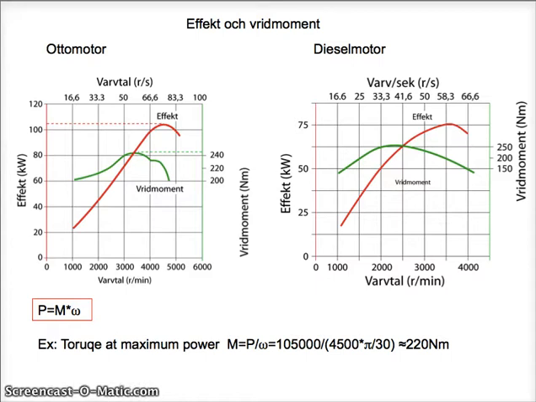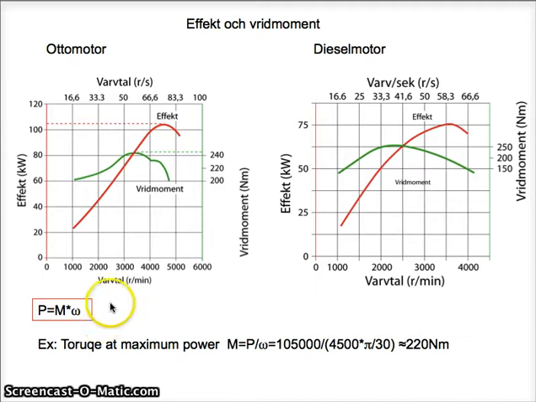Let's talk a little bit about power and torque. Here you see a chart for a 4-stroke Otto engine and a diesel engine. The red one is the power, the green one is the torque, and here you have the engine speed and the engine power in kilowatt. It is possible to calculate the power by taking the torque and multiplying it with the angular velocity omega.